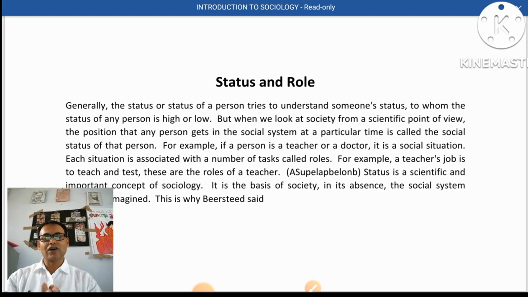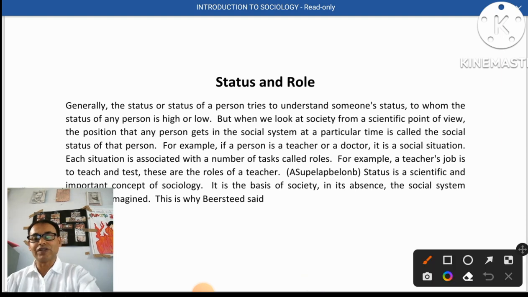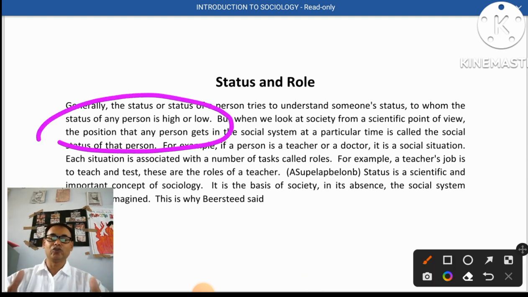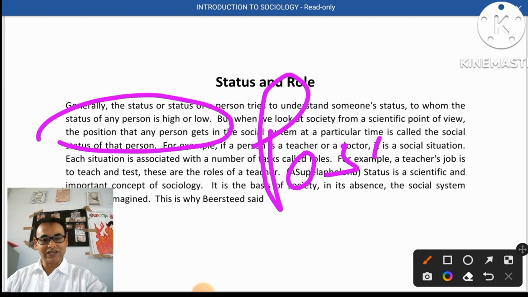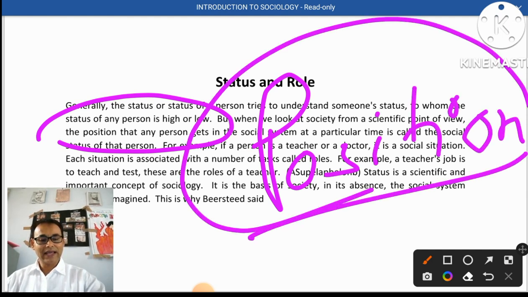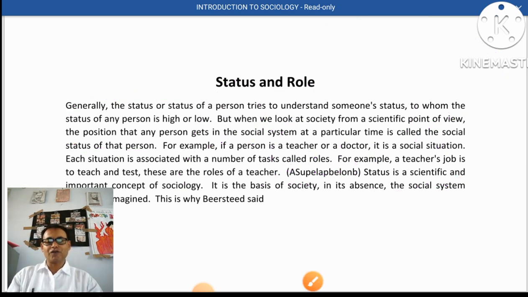Generally, we try to understand the status of a person as someone's position in society, whether a person's status is high or low. But when we look at society from a scientific point of view, status is actually the position that a person gets in the social system. What is our position in the social system? That is status. Position is our status.